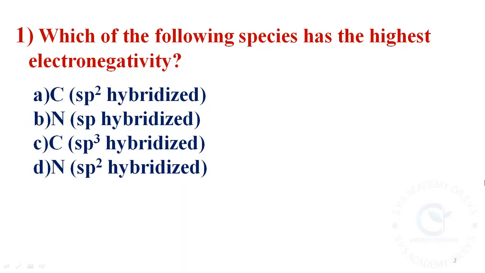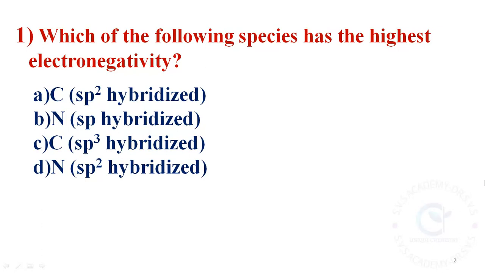The first question: which of the following species has the highest electronegativity? Four answers are given: carbon sp2 hybridized, nitrogen sp hybridized, carbon sp3 hybridized, nitrogen sp2 hybridized. Actually, electronegativity is in direct relationship with the effective nuclear charge. It increases when effective nuclear charge increases.